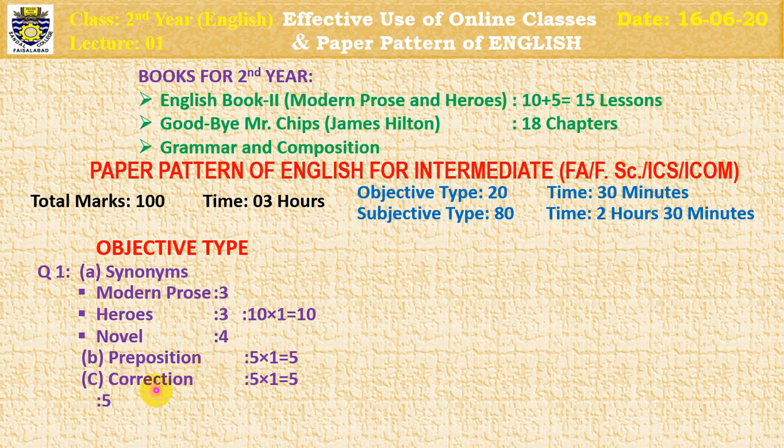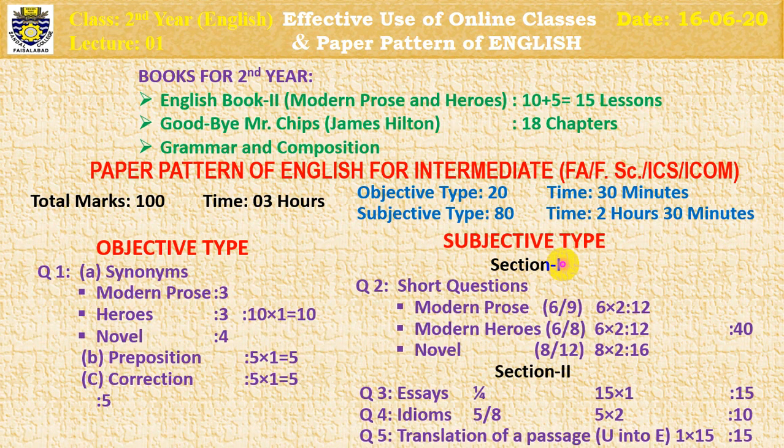Part C is correction. In correction, one sentence is written that is incorrect, and there are 4 options under it, with the options of alpha, beta, Charlie, delta, and you are to select the right choice. Each sentence carries 1 mark. In this way, 5 marks are given to correction. So total 20 marks are given to objective type paper, as I told you earlier.